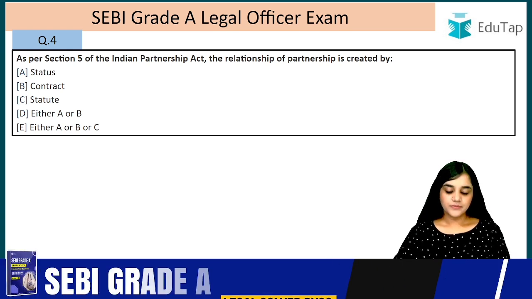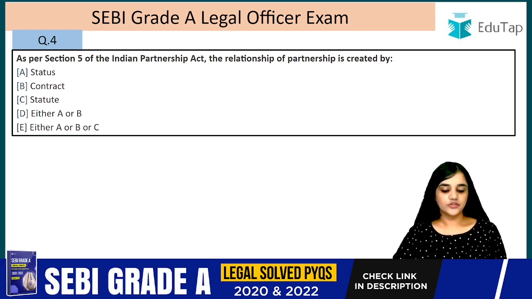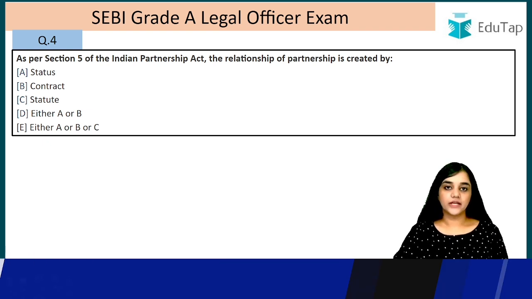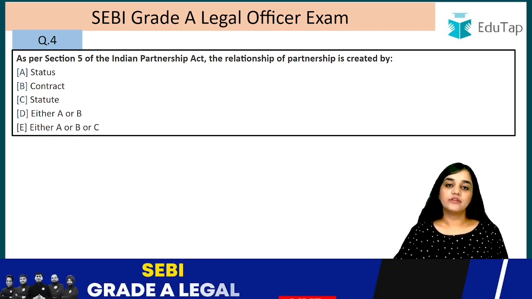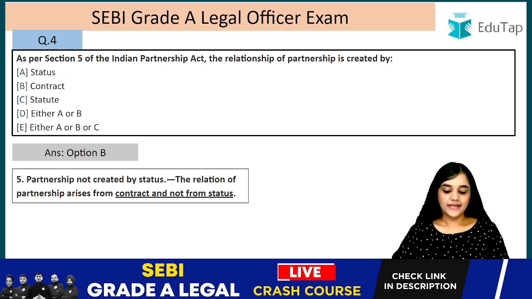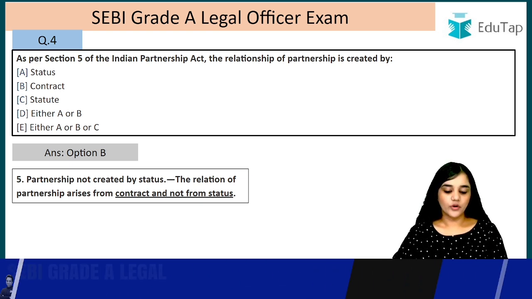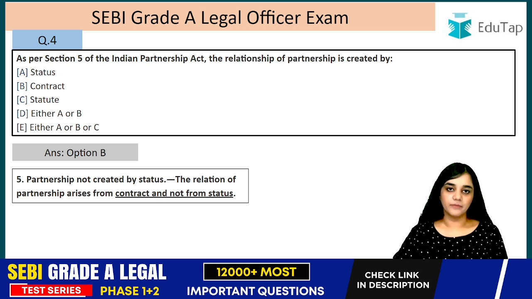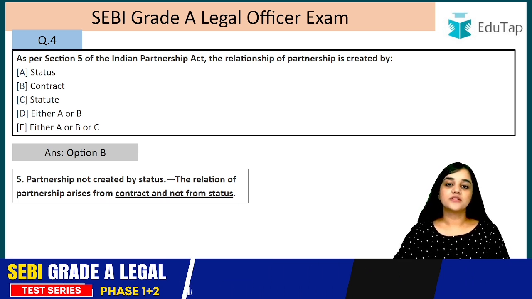Question number 4. As per section 5 of the Indian Partnership Act, the relationship of the partnership is created by contract, right? We have read that they must agree. So it is contract. It is not created by status, right? So the relationship of the partnership arises from contract and not status. Status, for example, in a Hindu joint family, whenever a member is born, he becomes a member of that family, right? So that is by status.